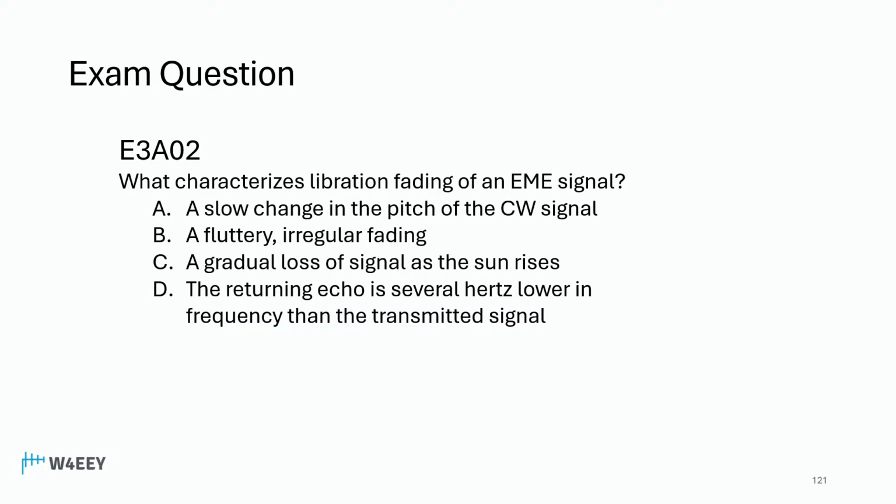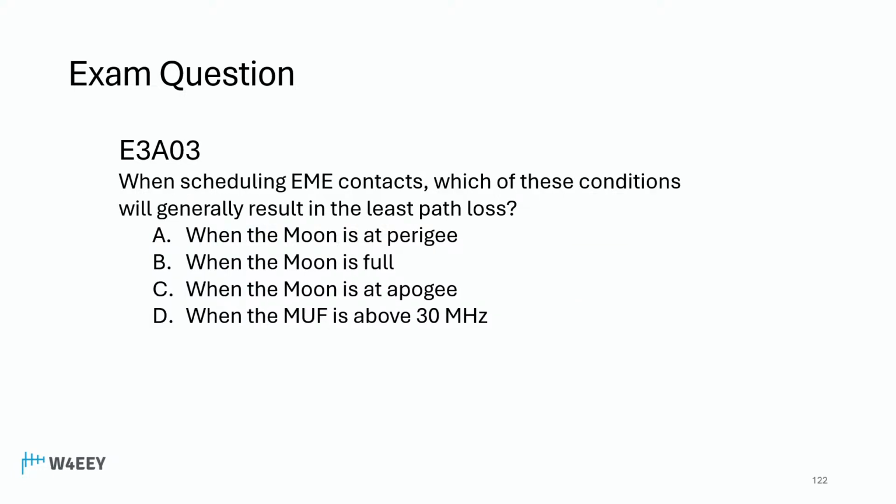What characterizes libration fading of an EME signal? Bravo. Fluttery, irregular fading, correct. When scheduling EME contacts, which of these conditions will generally result in the least path loss? Alpha. It is alpha when the moon is at perigee, when it's closest to you.